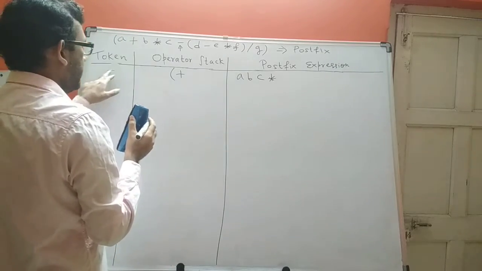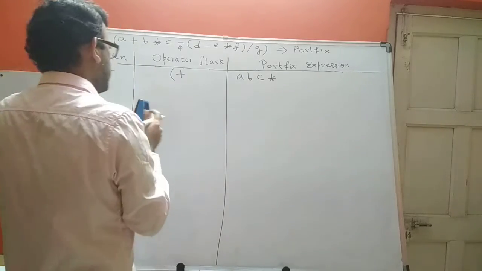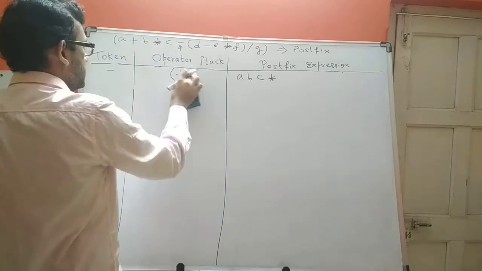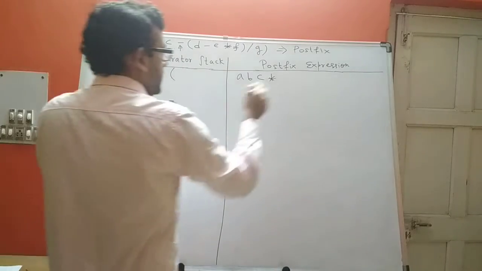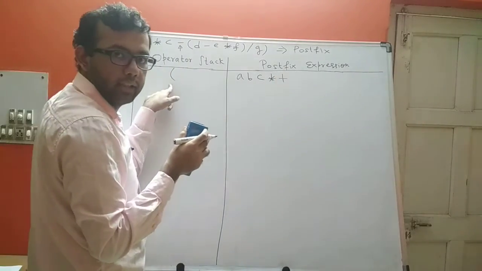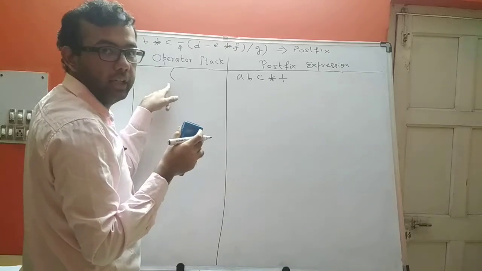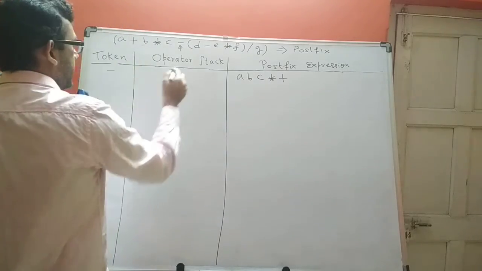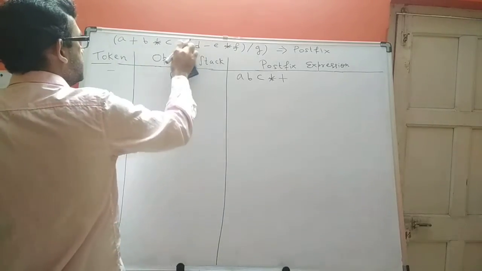Now I'll compare minus and plus. They have the same precedence. So again, minus cannot be above plus. So I'll pop plus and I'll add it to the output. Now minus has greater precedence than opening parentheses because opening parentheses is my top of stack. So I can push minus on my stack.